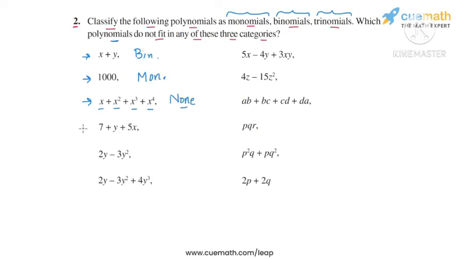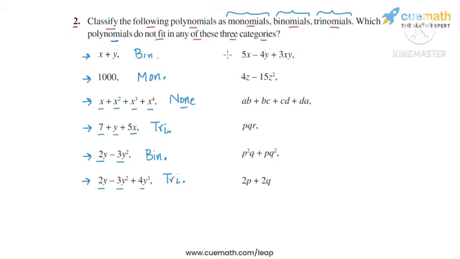Then the fourth expression is 7 plus y plus 5x. So this has 3 terms. So this will be a trinomial. The fifth expression is 2y minus 3y square. So this has 2 terms. So we will classify this as a binomial. And then the sixth expression is 2y minus 3y square plus 4y cube. So this has 3 terms. So we will classify this as a trinomial.